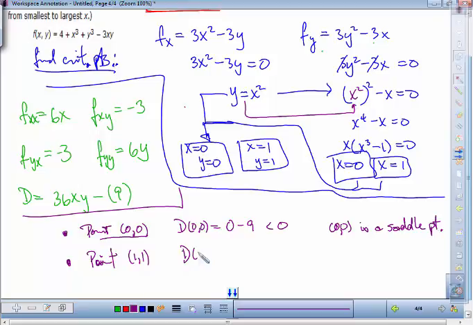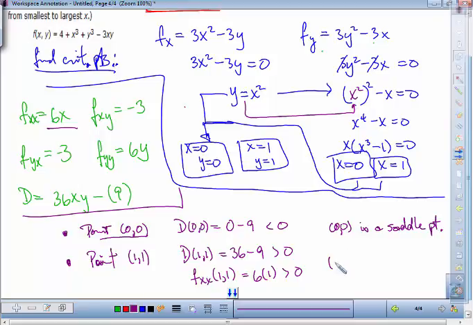And D of 1, 1 is equal to 36 times 1 times 1 minus 9. Okay, so now that this is positive, we want to check what happens with fxx. We put 1 in for x and 1 in for y, and if we do that, we're going to get 6, which is bigger than 0. So we have essentially a positive, concave up graph at 1, 1.